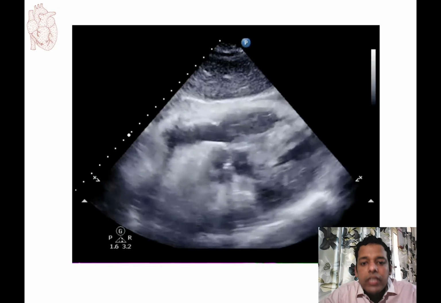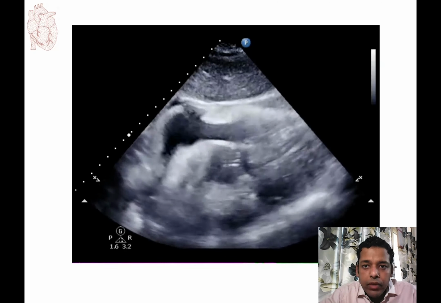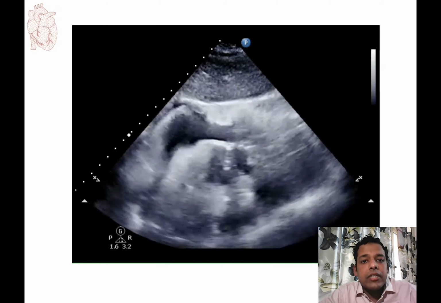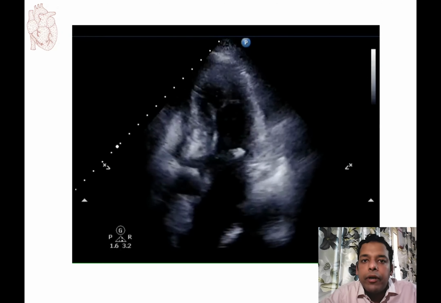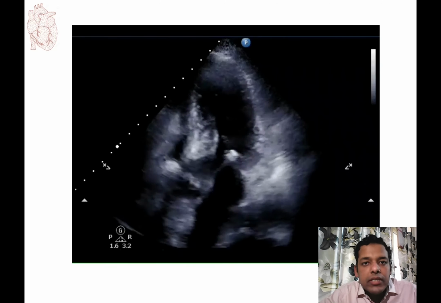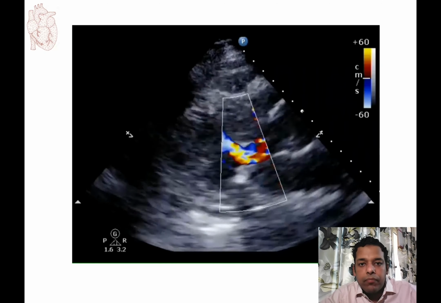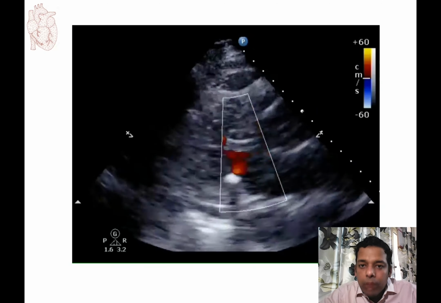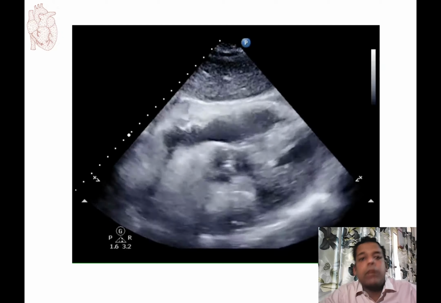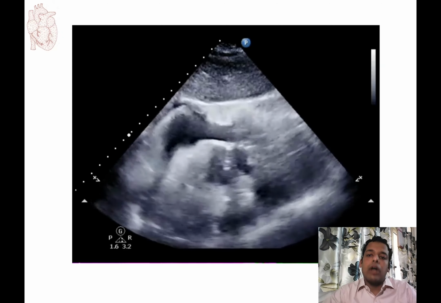We can also see a small pericardial effusion. So in such patients, if they present with hypotension, then we would give fluids and we would not give vasopressors to these patients. Although Doppler is not being discussed today, you can see a turbulent flow through the left ventricular outflow tract.